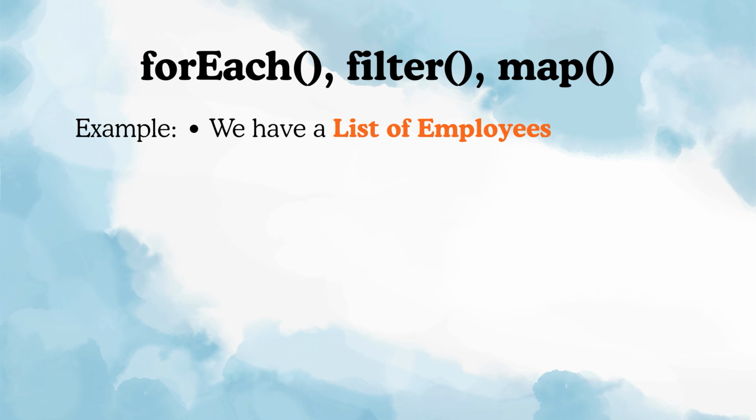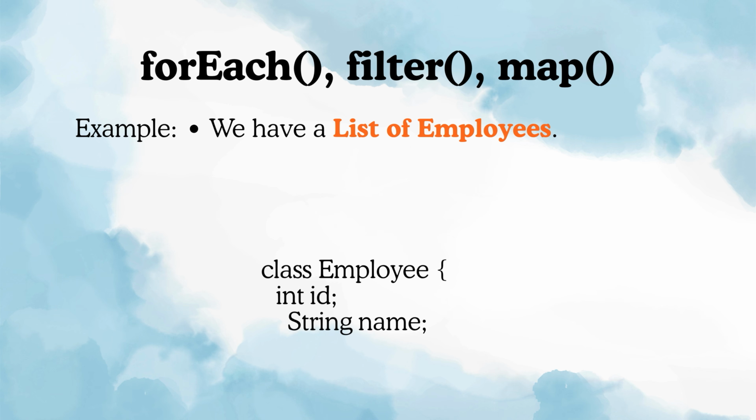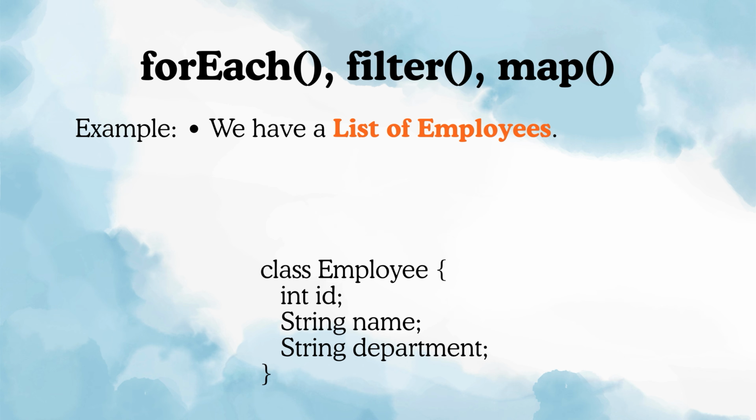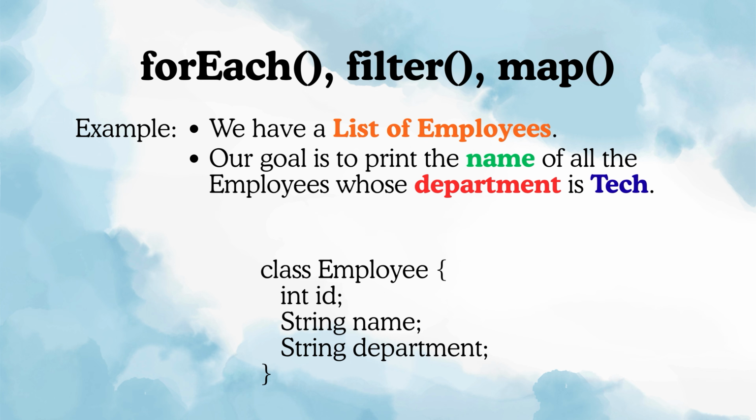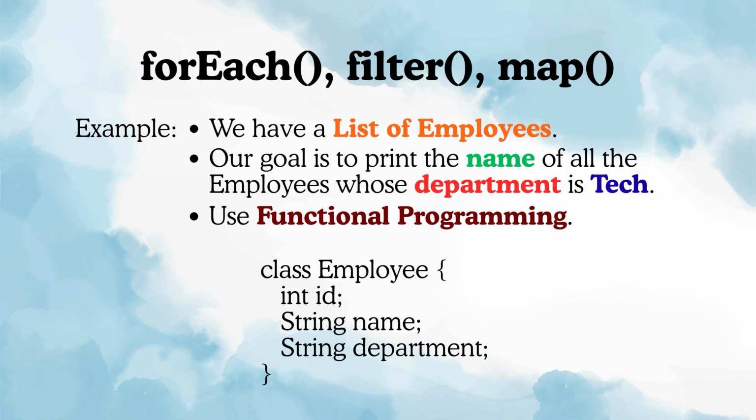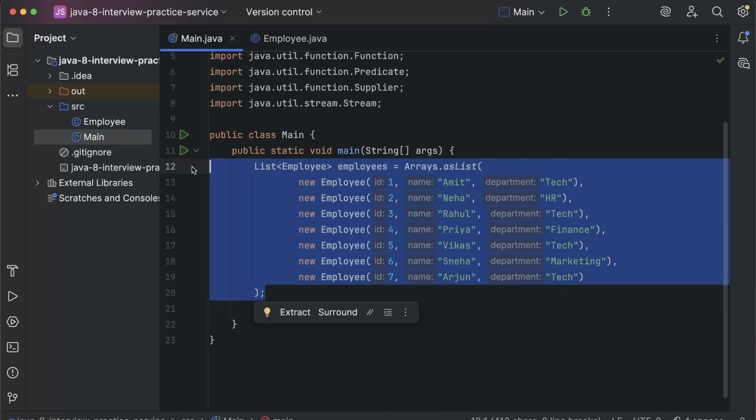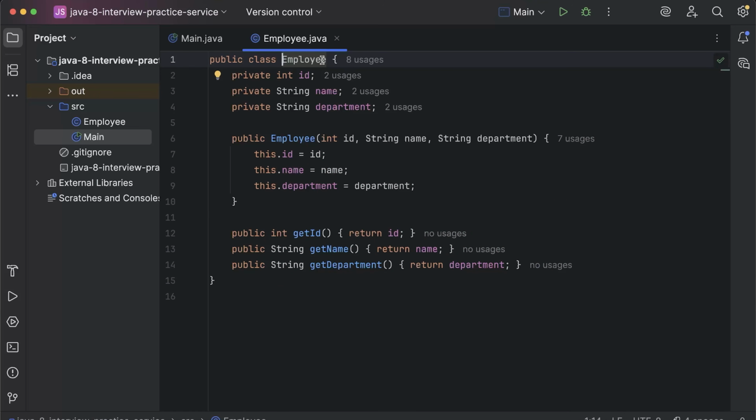Let's say we have a list of employees. Employee is a class which has the fields ID, name, and department. Now, in an interview, someone asks you to print the name of all the employees whose department is tech, and to do this using functional programming. So how will you do this? Let's find out. We have this list of employees. Inside this class Employee, we have ID, name, and department, and we have created getter methods for all these fields: getID, getName, and getDepartment.